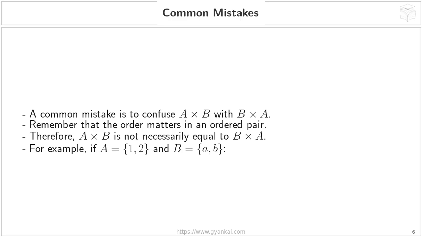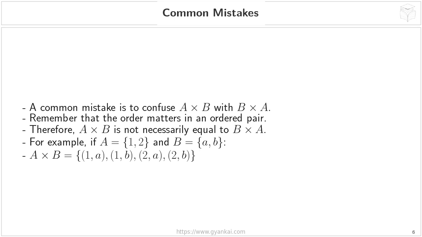Suppose we have a set A, which contains the numbers 1 and 2, and let's have a set B, which contains the letters A and B. If we calculate A cross B, which is the Cartesian product of A and B, we get the ordered pairs 1A, 1B, 2A, and 2B. Notice how the first element in each pair comes from set A, and the second comes from set B.